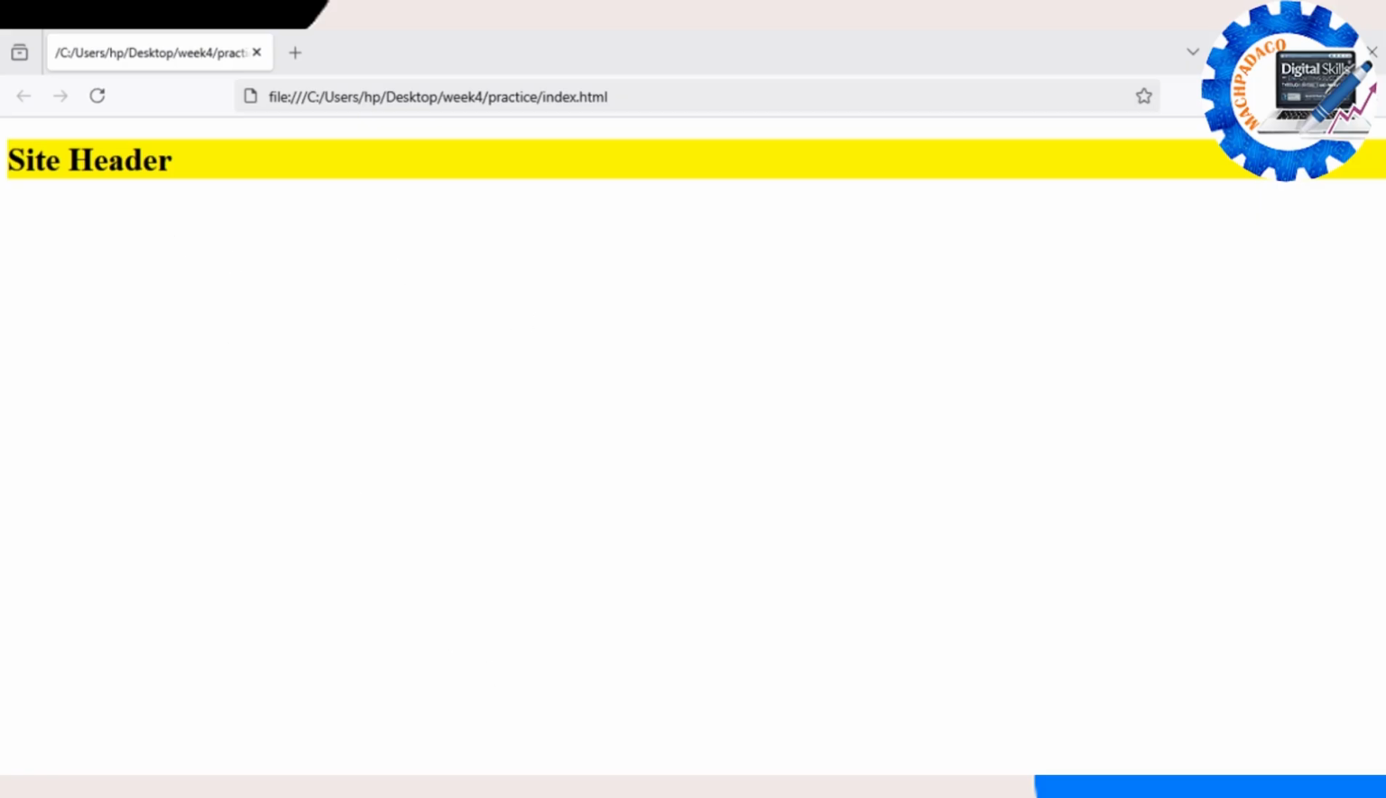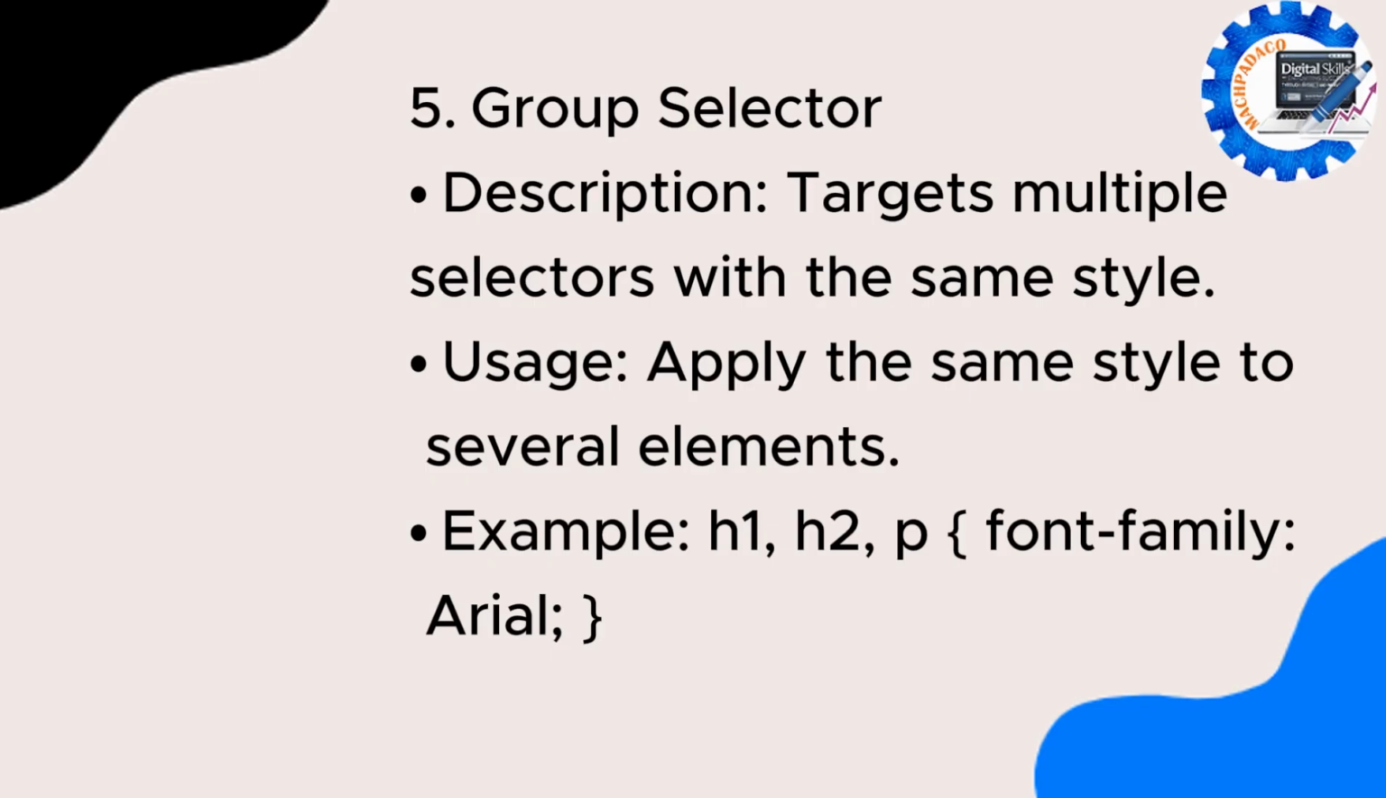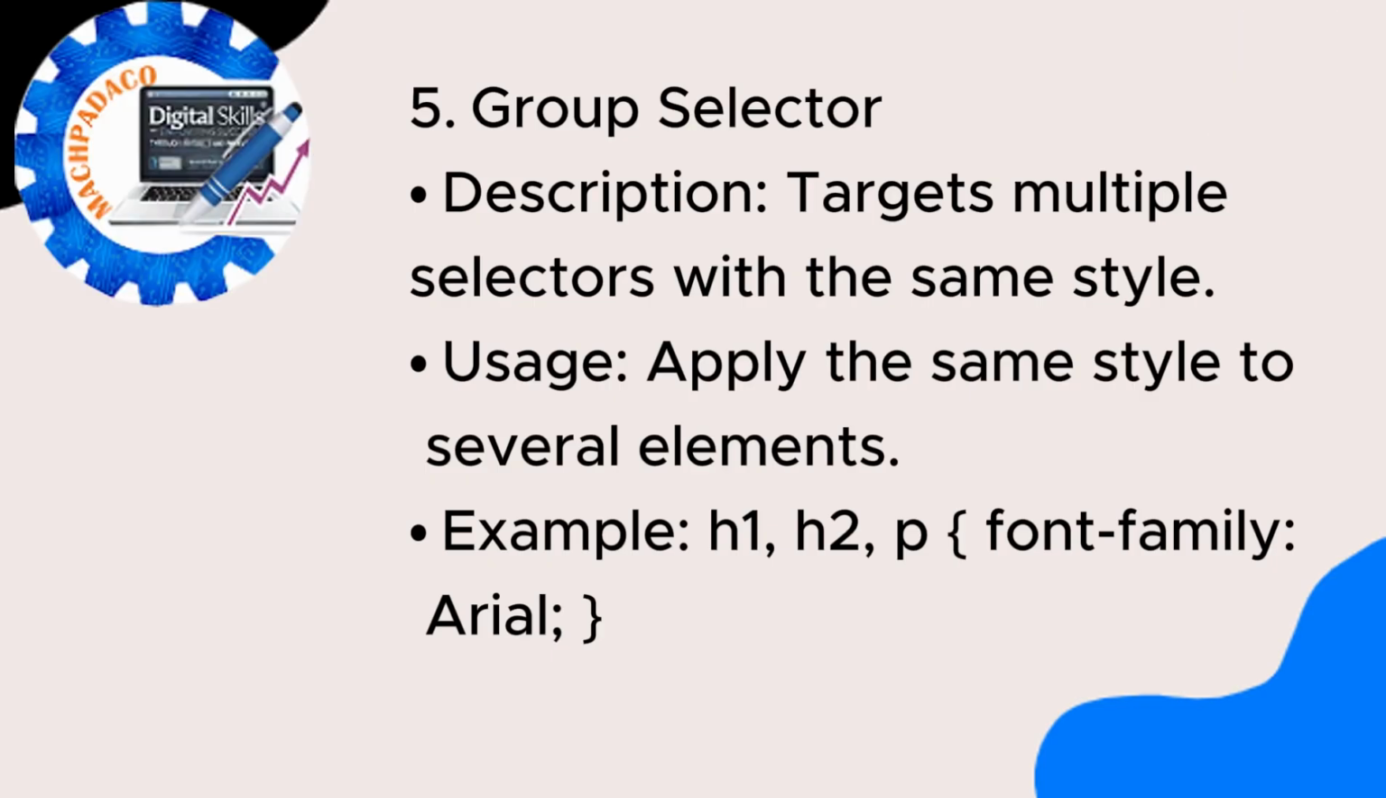Alright, let's move to the next selector, group selector. Description. Targets multiple selectors with the same style. Usage. Apply the same style to several elements. For example, we have H1, H2, P, then we have open curly bracket font family Arial. Here, the font family Arial will be applied to H1, H2, and the paragraph.